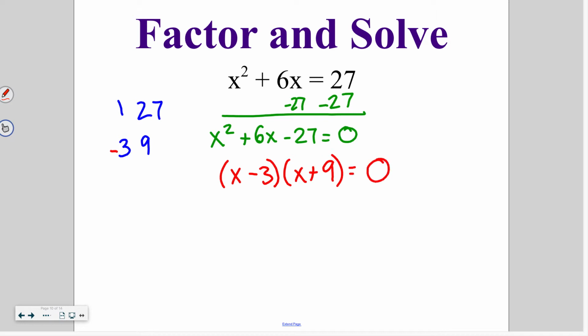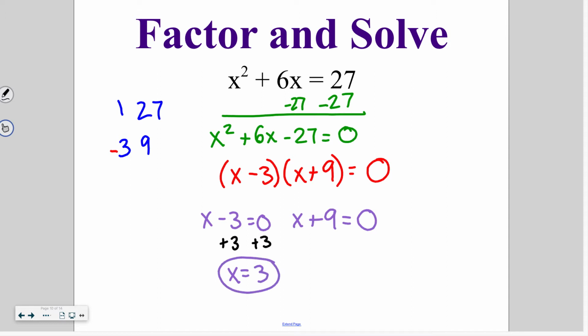The solve portion of this means that each of the factors need to get set equal to 0. So x minus 3 is equal to 0, and x plus 9 is equal to 0. Solving the first one by adding 3 and adding 3, I get an answer of x is equal to 3. So that's the first answer. And then the second one, I'm going to subtract 9 and subtract 9. So I get an answer of x is equal to negative 9. So when I'm solving, I'm going to end up with 2 values for x.